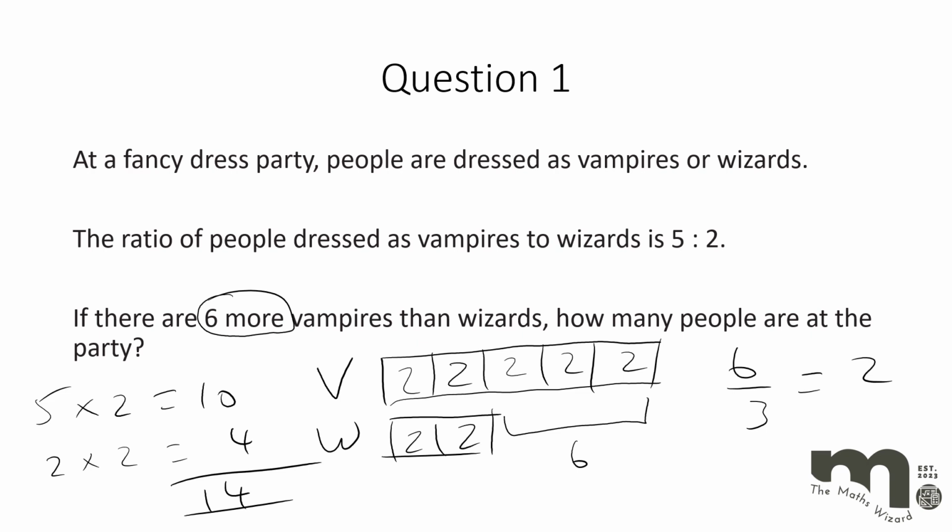So quite easy arithmetic involved, but there's a really common error people make. People ignore the more or the less there. So we know these extra 3 parts are worth 6. It's not the total, or the number of vampires, that's worth 6. So just to identify these questions, make sure you read them very, very carefully.